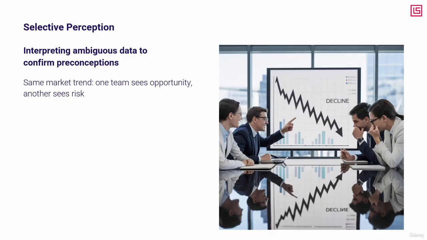Another bias-related challenge is selective perception. We often interpret ambiguous data in ways that confirm our preconceptions. Reading a market trend, one team might see opportunity while another sees risk, depending on their internal goals. Awareness of this bias encourages greater context sharing and reduces blind spots.